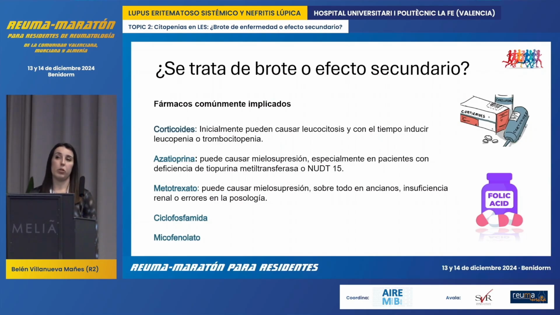Methotrexate as well. Patients we usually see with methotrexate-induced myelosuppression in the clinic are elderly patients who may make dosing errors and take more than they should, or patients with renal insufficiency. Other drugs would include cyclophosphamide or mycophenolate.